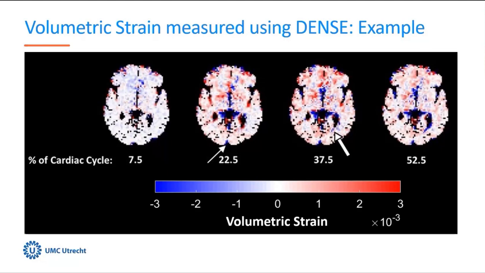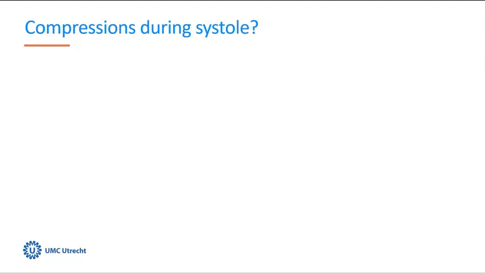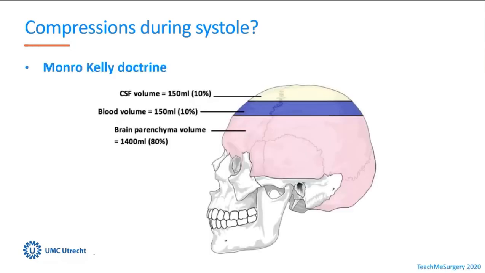So we were intrigued by this, and we were wondering, is it possible that parts of the brain compress during the systole? Because you expect the whole blood pulse to come in, so everything to become larger. However, due to the Monro-Kellie doctrine, we know that the whole brain is encapsulated by the skull, and therefore, if the blood volume into the brain increases, something else has to be squeezed out.